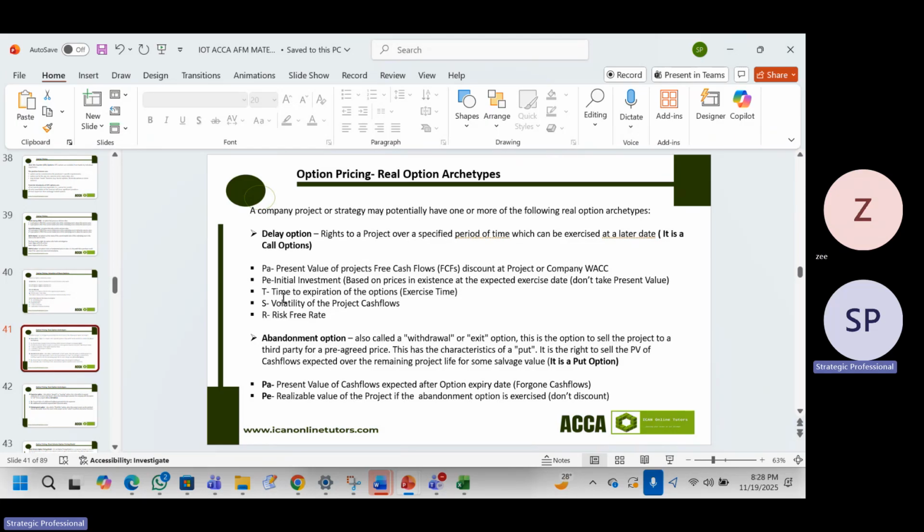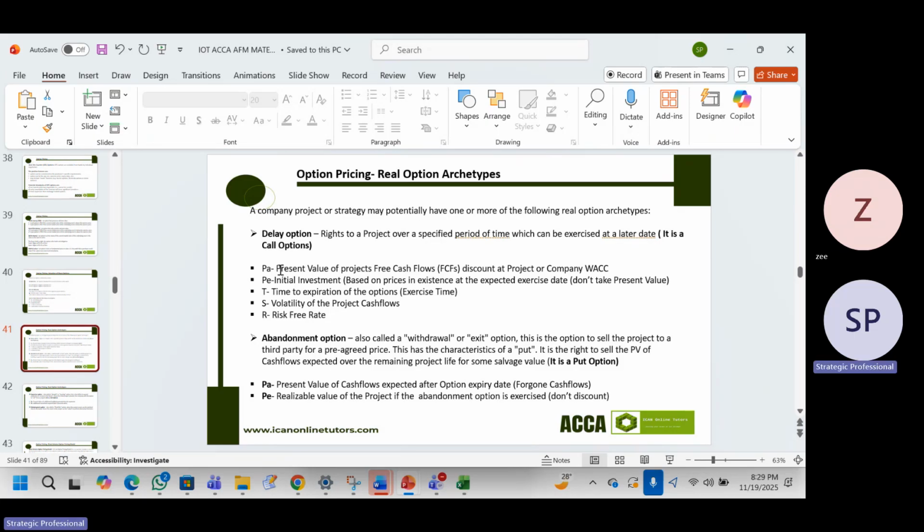When we talk about PA, it is the present value of project cash flow discounted at what? At the project or company WACC? Don't forget, when you are solving for PA, the present value of project free cash flows is discounted at the project-specific WACC.